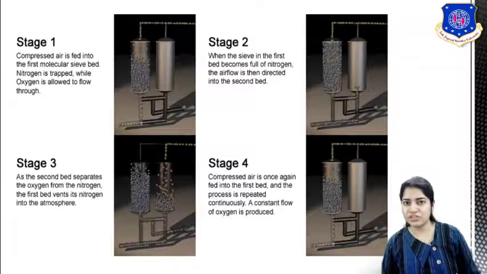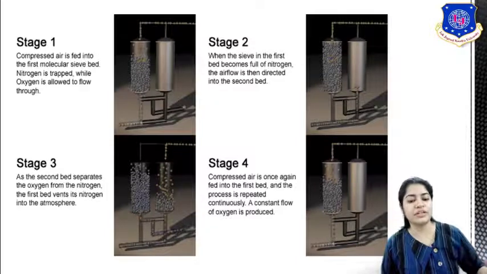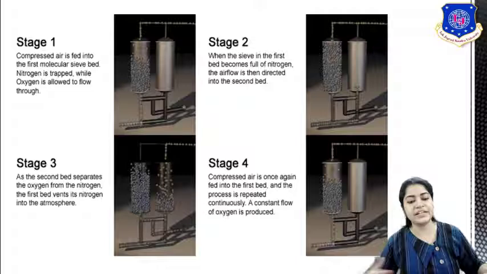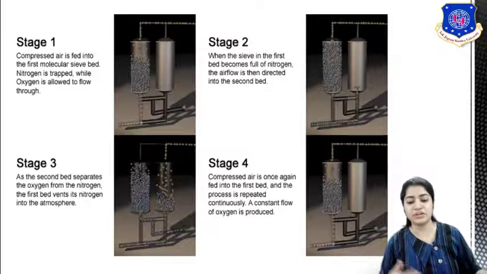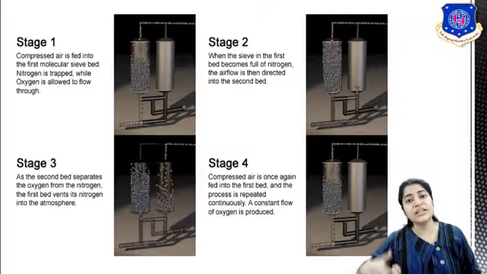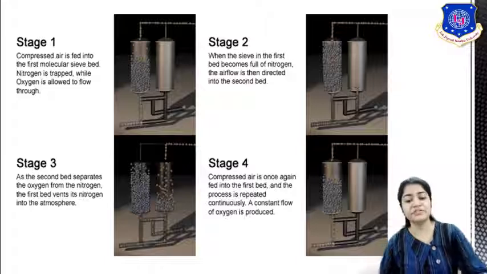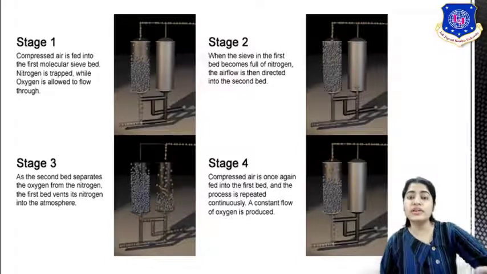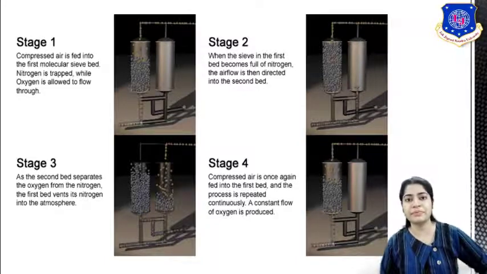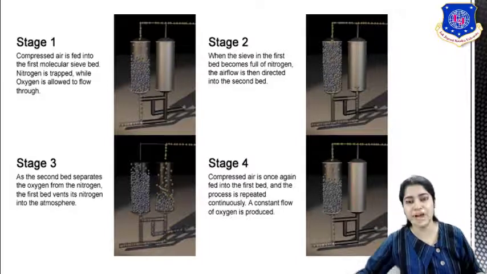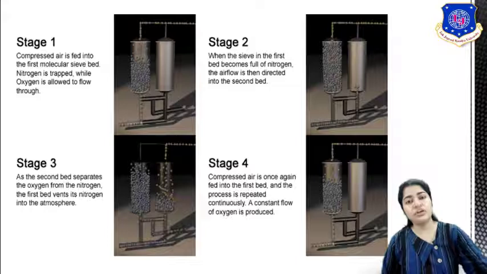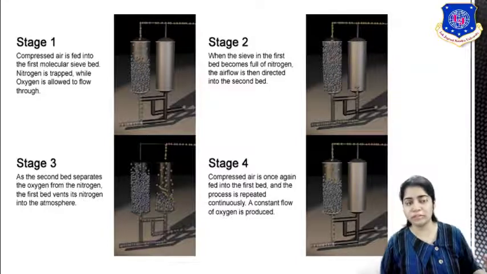So in stage 3, as the oxygen bed separates the oxygen from nitrogen, the first bed vents its nitrogen into the atmosphere. So now your adsorption is occurring in your second bed, whereas in the first bed desorption is occurring. You are reducing the pressure so that the nitrogen which is trapped in your adsorbent, that is a regeneration process. Your nitrogen is taken out from your adsorbent. So now a fresh surface has become available.